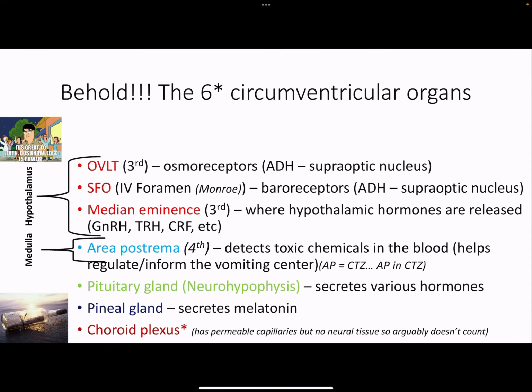So some of these we've already talked about. The pituitary gland we've talked about, and this makes sense. We've got to secrete hormones into the blood. Pineal gland, we need to put melatonin into the blood to help us sleep. A couple that we haven't talked about, though.